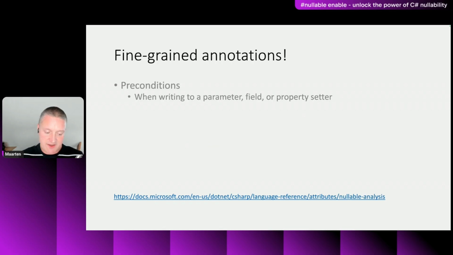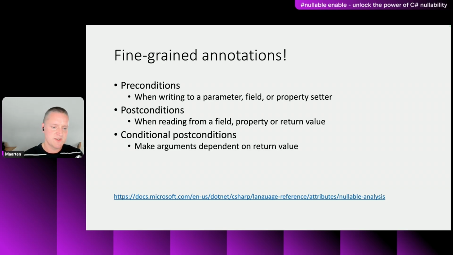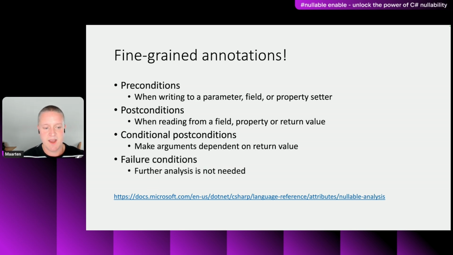Cool. There's a lot of those fine-grained annotations. There's a number of preconditions where you can annotate a different behavior when writing to a parameter or a field or a property setter. There's post conditions, which apply when reading from a field or a property or return value. Conditional post conditions, where you can say, okay, if this thing returns false, then this thing is not going to be null, things like that. And also failure conditions, where you can just say, okay, whenever you hit this piece of code, don't bother with further analysis because I'm going to throw an exception or this thing is going to stop the application or whatever. So you can just stop analyzing. That's also an annotation that you can add there.